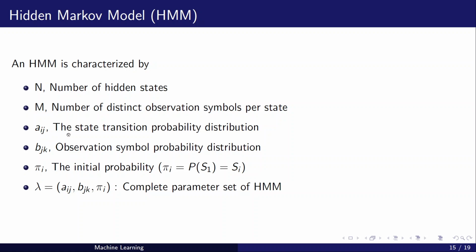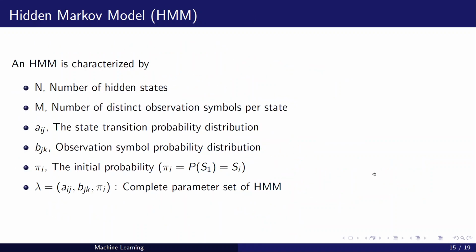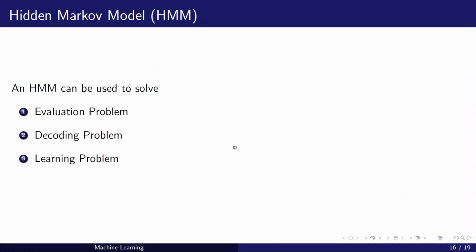Aij is our state transition probability matrix, and bjk is also called the emission probability, the observation symbol probability, as in our previous example. Now let's see the three basic problems that can be solved by using an HMM. An HMM can be used to solve the evaluation problem, the decoding problem, and the learning problem. Let's briefly describe these problems, and we'll take one problem at a time and discuss it later.